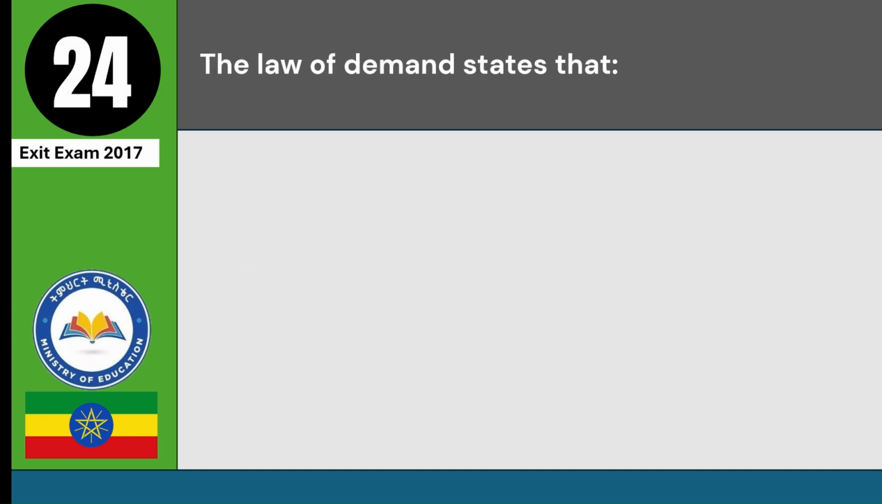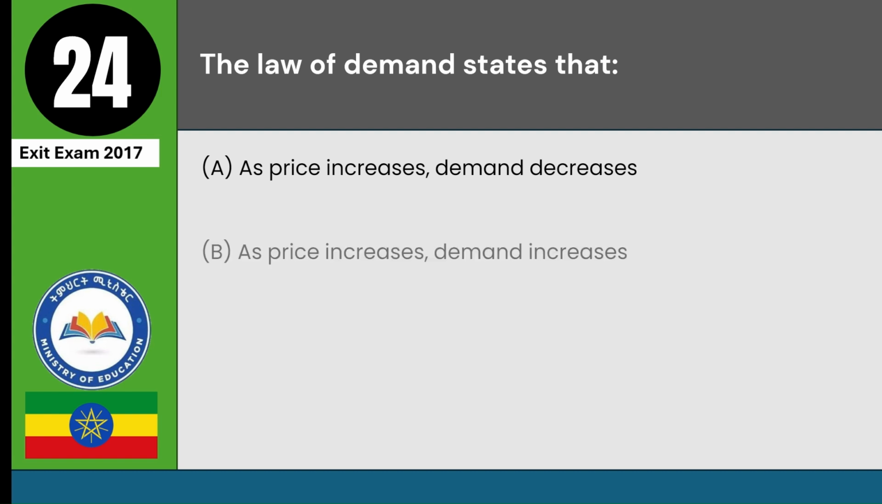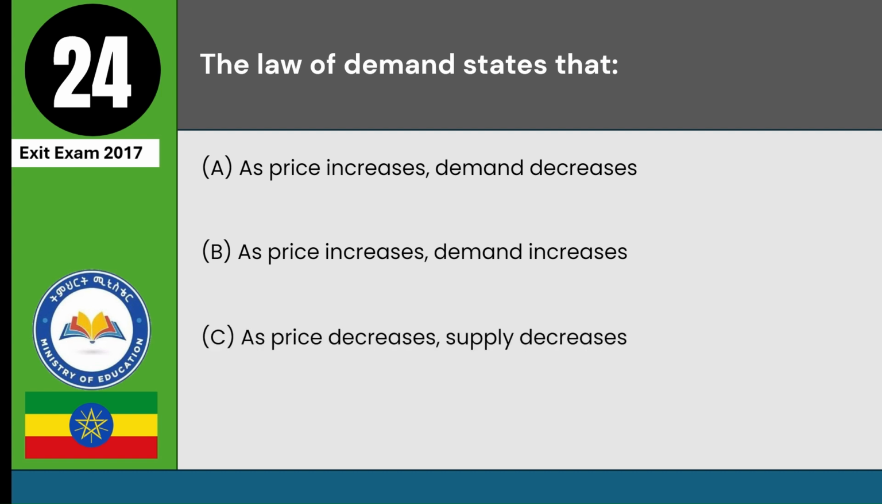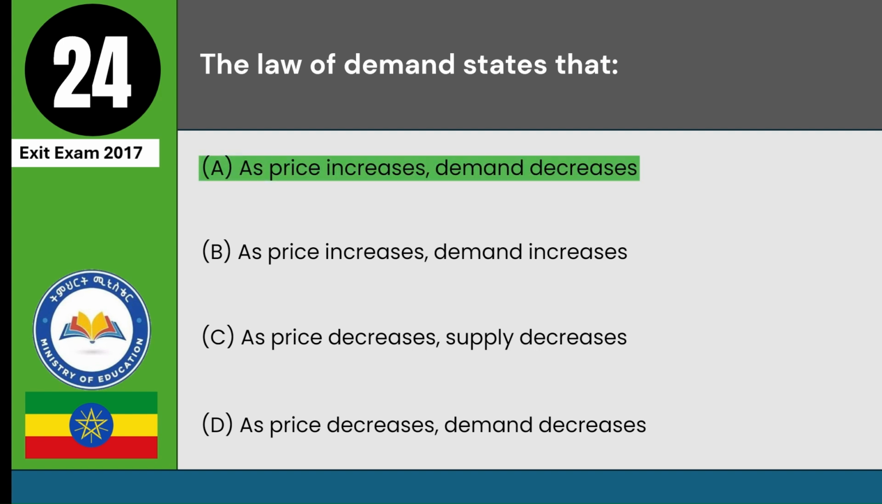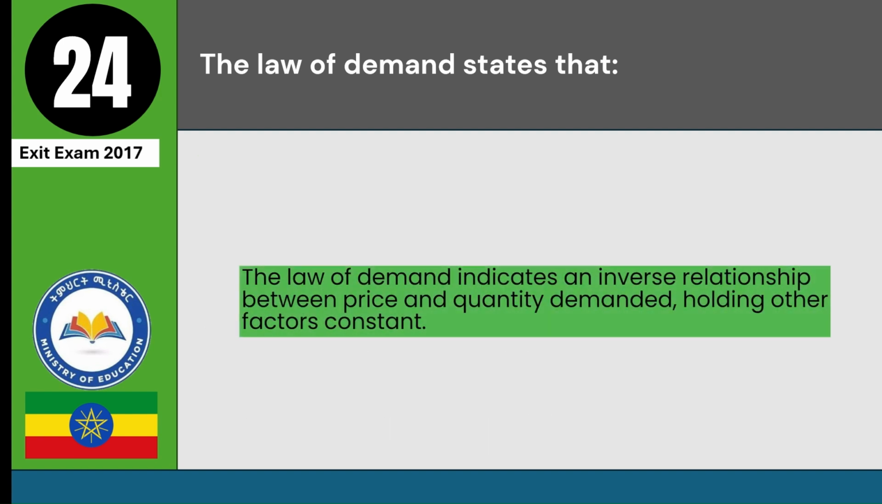The law of demand states that A. As price increases, demand decreases. B. As price increases, demand increases. C. As price decreases, supply decreases. D. As price decreases, demand decreases. Answer A. The law of demand indicates an inverse relationship between price and quantity demanded, holding other factors constant.